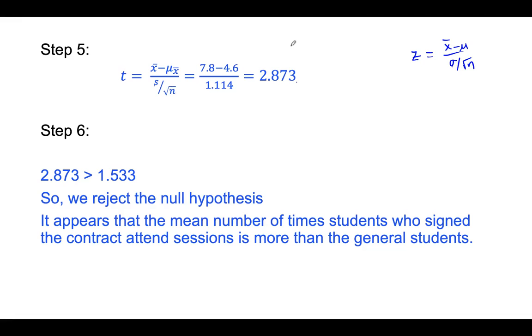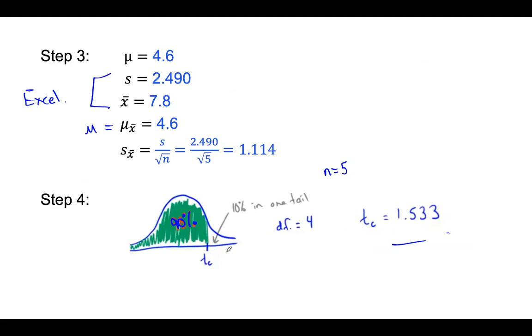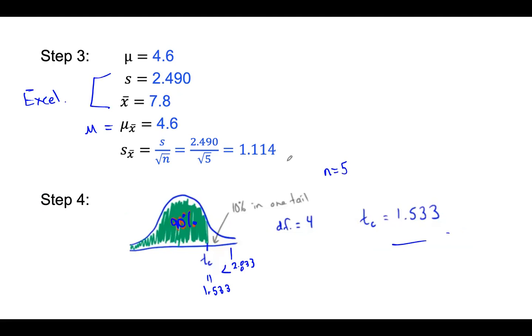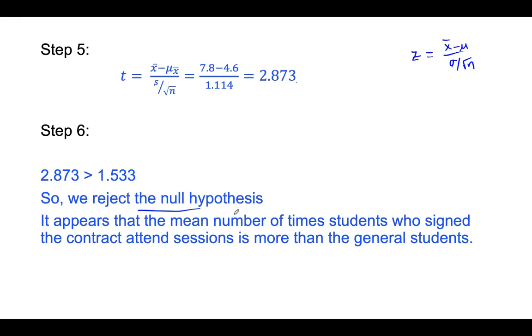Now we see if we go back, this number, 2.873, is larger than 1.533. So therefore, we reject that null hypothesis. We reject this null in favor of the alternative hypothesis. So it appears the mean number of sessions attended by students who sign the contract is more than that of the general students.